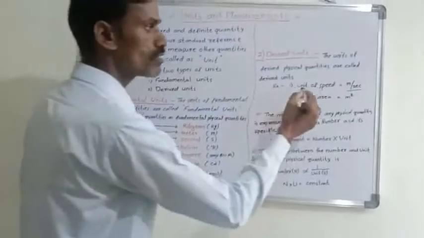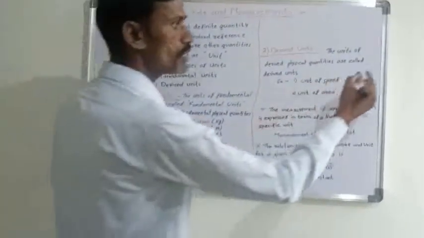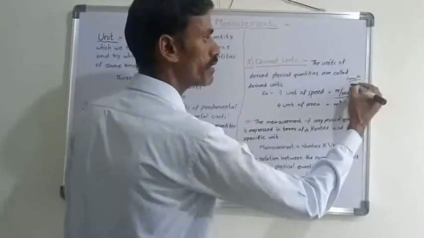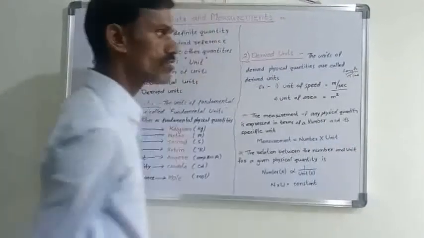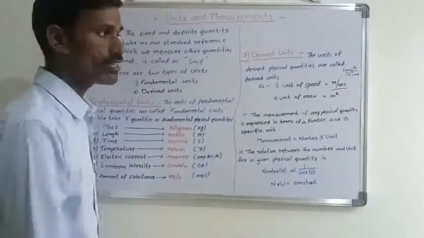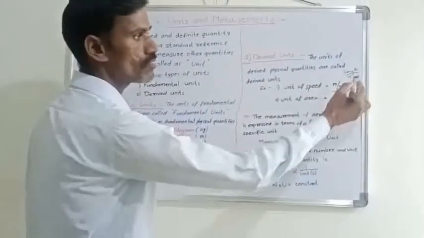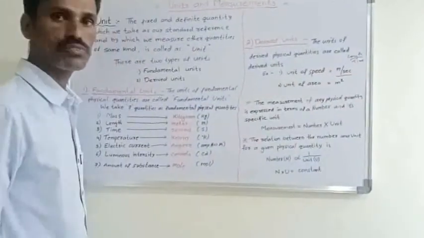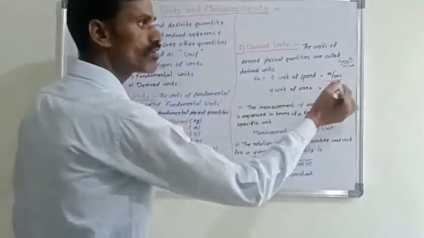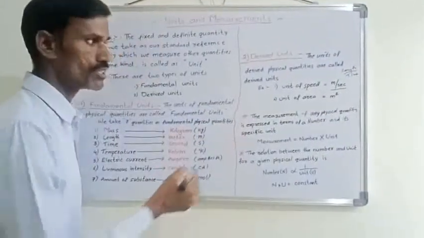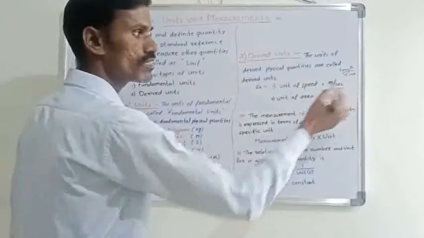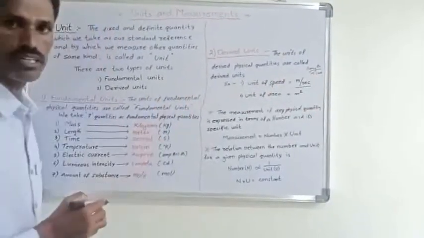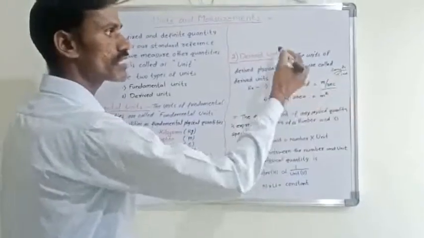For example, the unit for speed. What is speed? Speed is length by time. Here the unit for length is meter and the unit for time is second. So meter per second is the unit for speed. This is derived from the fundamental units. Meter is one fundamental unit, second is another fundamental unit. So the unit for speed is derived from fundamental units. That's why meter per second is a derived unit.